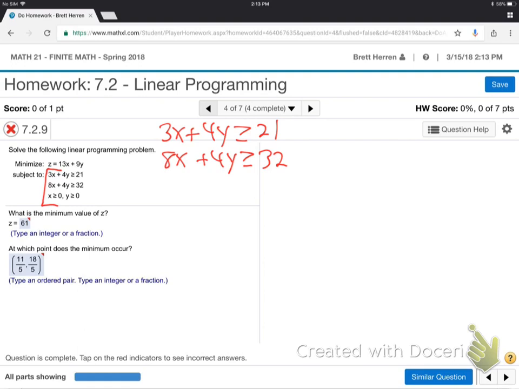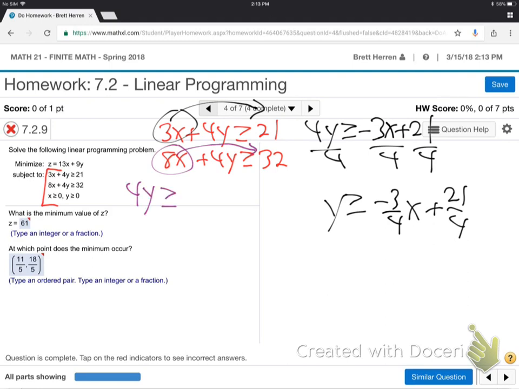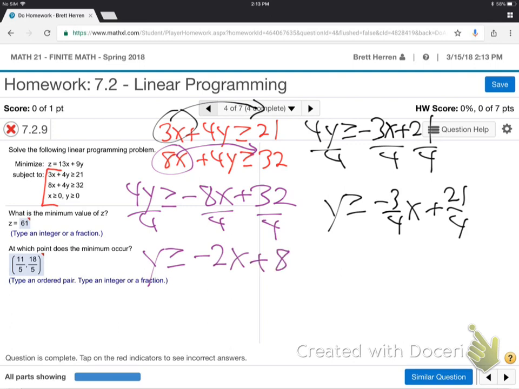All right, how you doing? Get y alone in both cases, right? So grab the 3x, jump it over: 4y greater than or equal to minus 3x plus 21. Divide by 4: y greater than or equal to minus 3/4 x plus 21/4. That's ugly. And then the second one, jump the 8x over: 4y greater than or equal to negative 8x plus 32. Divide by 4: y greater than or equal to minus 2x plus 8. Getting those two?